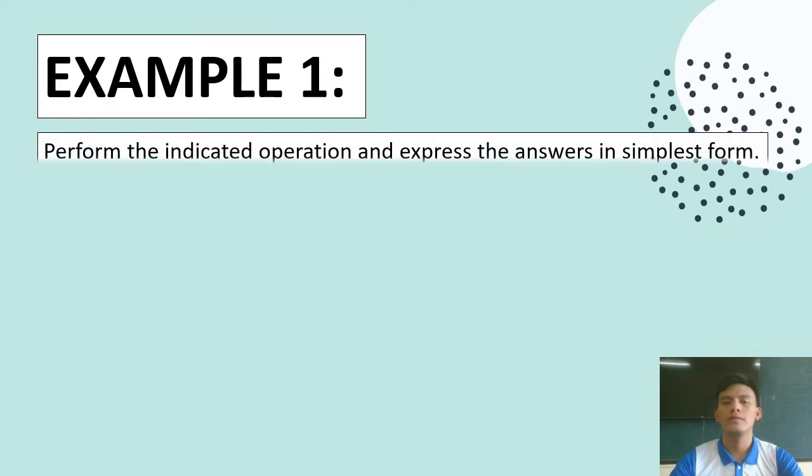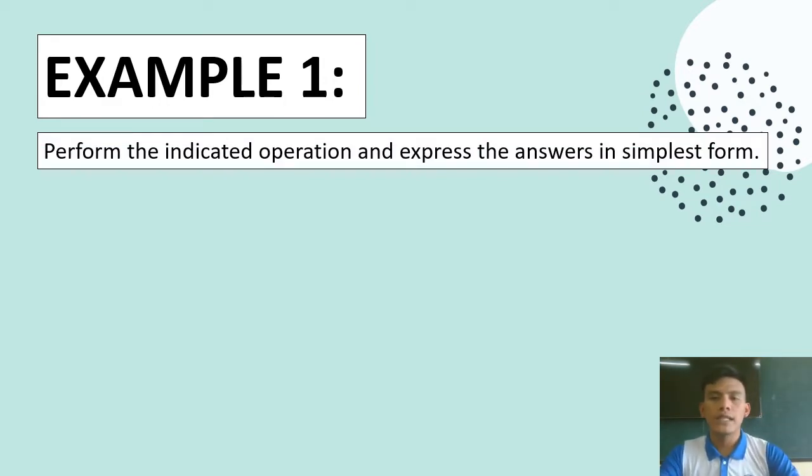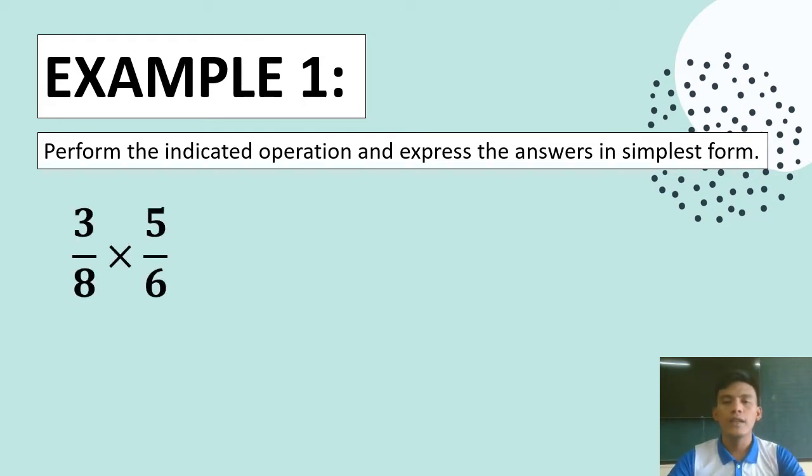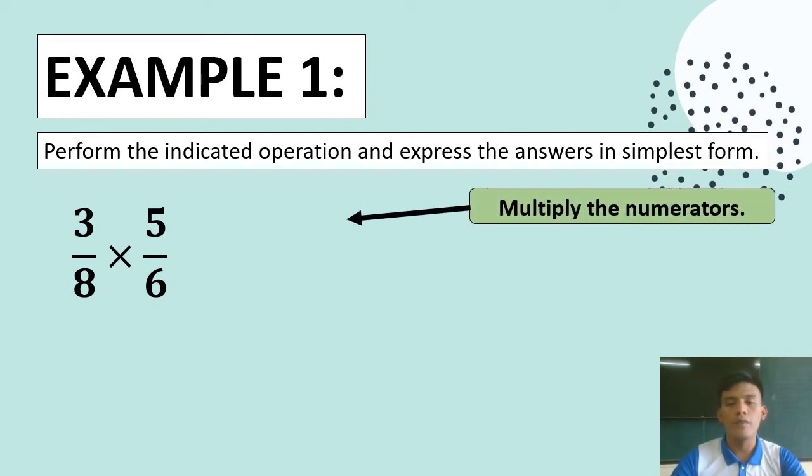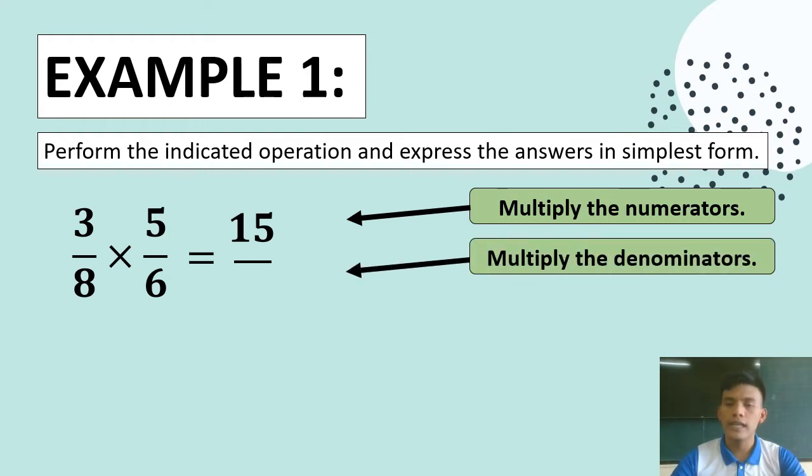Example 1. Perform the indicated operation and express the answers in simplest form. The given is 3/8 times 5/6. Step 1. Multiply the numerators. 3 times 5 is 15. Second step, multiply the denominators. 8 times 6 is 48.